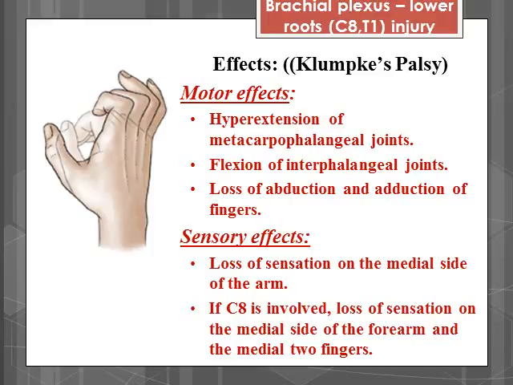Also, the patients are unable to abduct or adduct their fingers. It is accompanied also by sensory effects that include loss of sensation on the medial side of the arm. If C8 is involved, loss of sensation on the medial side of the forearm and medial two fingers also occurs.